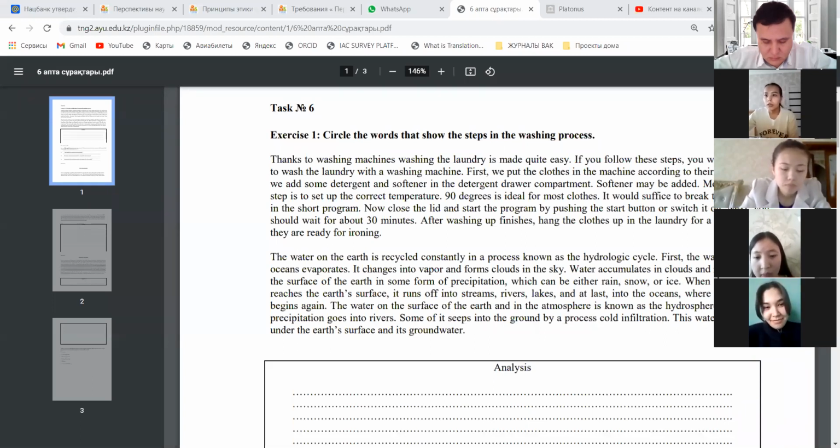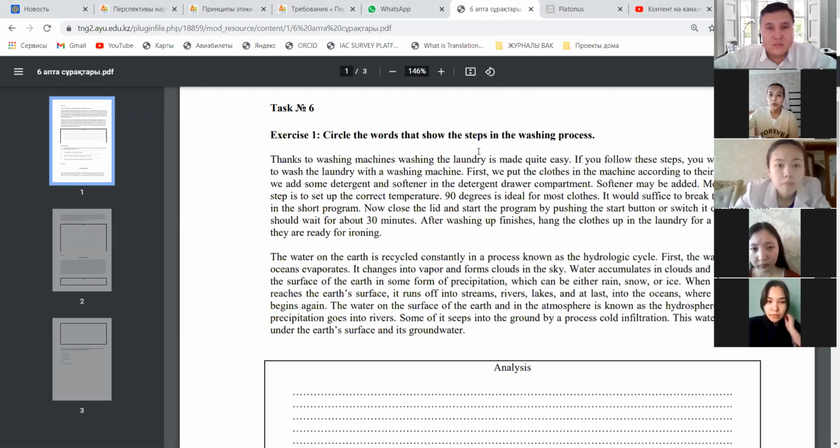It would suffice to break the dirt down in the shirt program. Now close the lid and start the program by pushing the start button or switch it on. Next, you should wait for about 30 minutes. After washing finishes, hang the clothes up in the laundry for a while. Then they are ready for ironing.